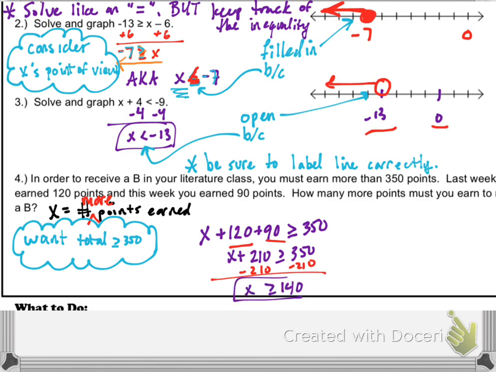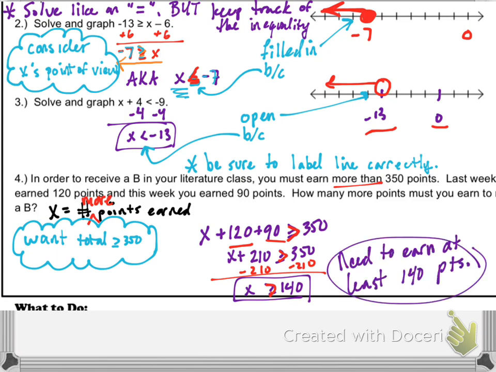Oh, actually, it should be more than, so that's just greater than, not greater than or equal to. The more than says it's not allowed to be equal to. So you need to earn, not at least, that would allow it to be equal to, it needs to be more than 140 points.